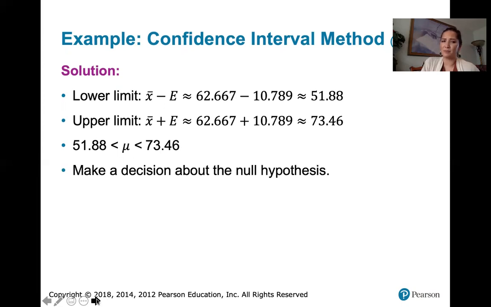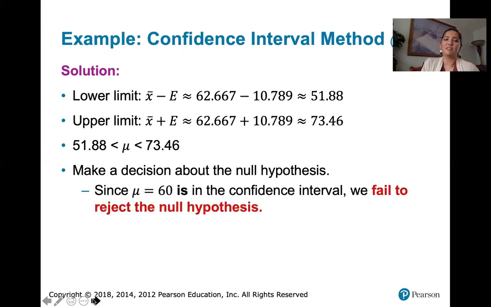Remember, the null hypothesis was that the mean was equal to 60 seconds. Since a mean equal to 60 is in the interval, it's possible for the mean to be equal to 60 seconds. The confidence interval suggests that it's possible. So we're going to fail to reject the null hypothesis in that case. So we're not saying the null hypothesis is definitely true, but we're saying that it might be true. The fact that 60 seconds is in the interval suggests that it might be true.